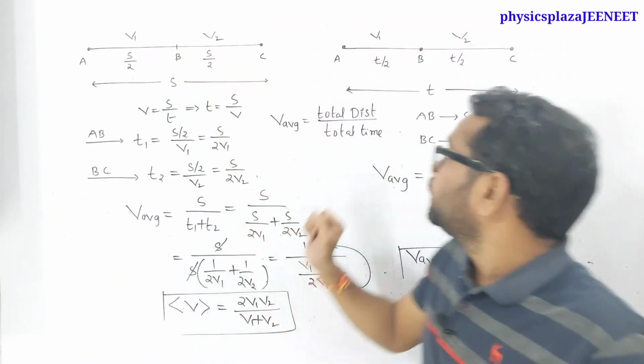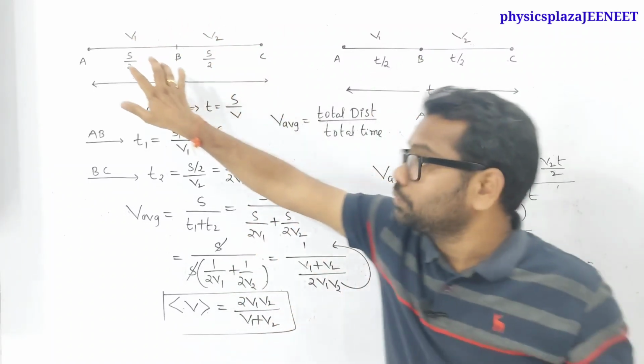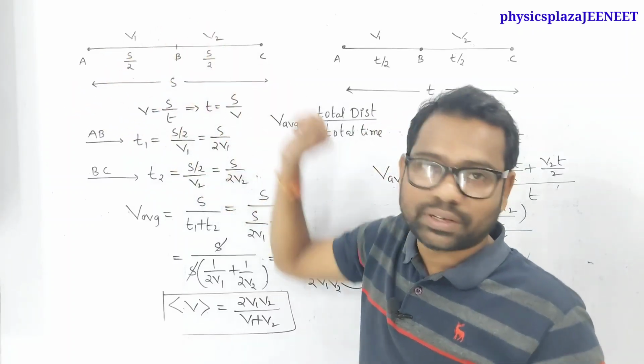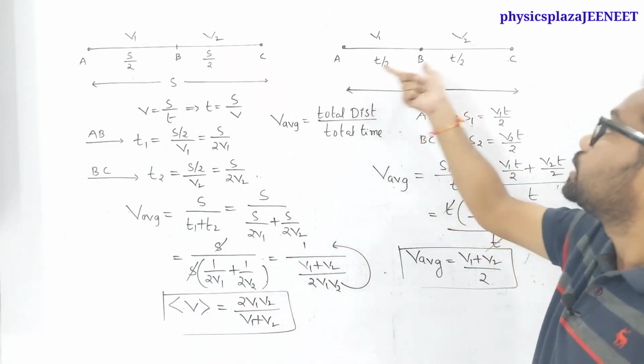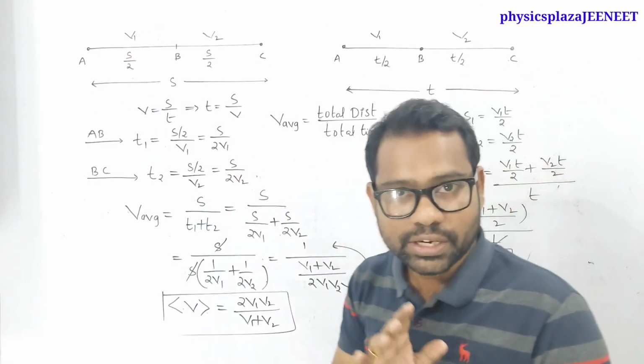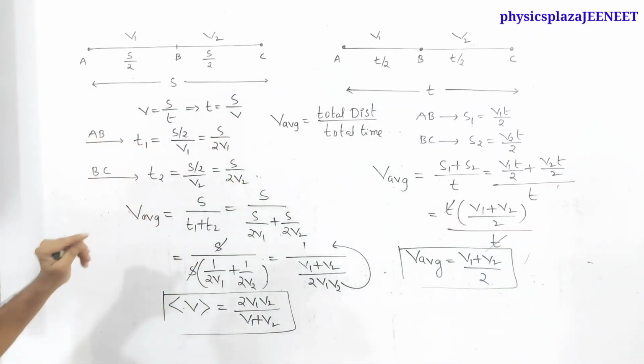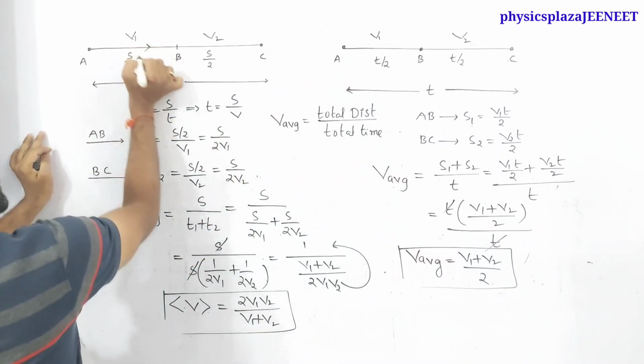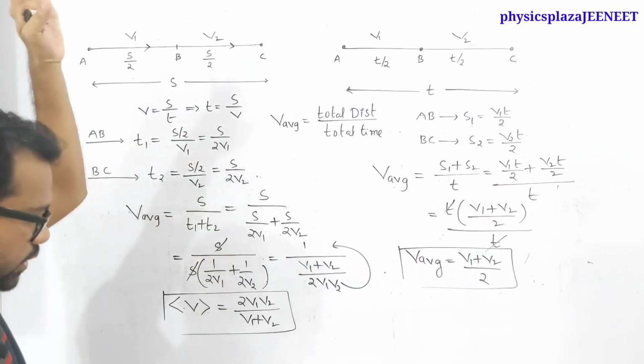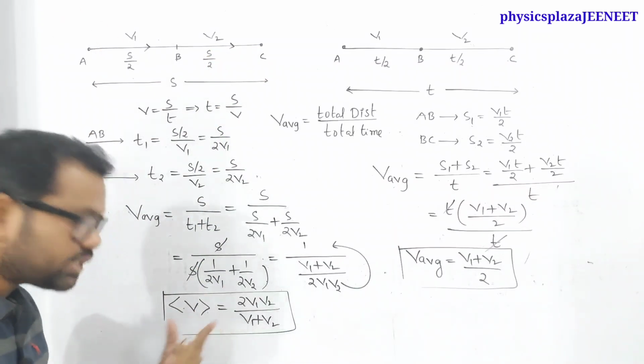Same it is. Here, first half distance, second half distance. But here, first half time, second half time. Clear, children? So this is very important. This is average speed. Of course, children, if a body is going along a straight line path, average speed is equal to average velocity. Same, it is average velocity also.